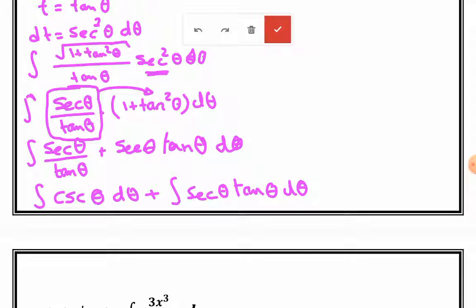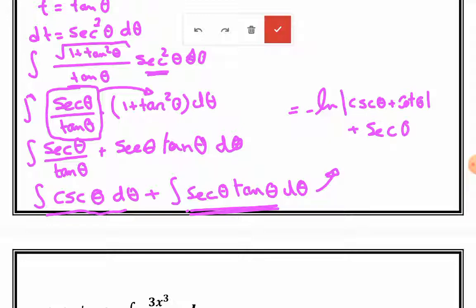Then the integral of cosecant theta d theta is equal to negative ln absolute value of cosecant theta plus cotan theta, plus the integral of secant theta tan theta, which we know is secant theta, plus c.